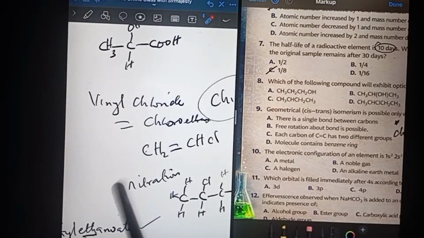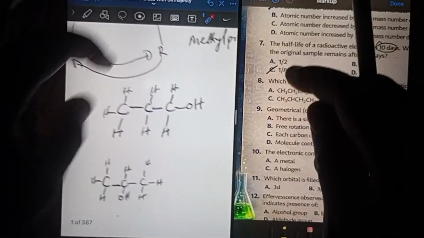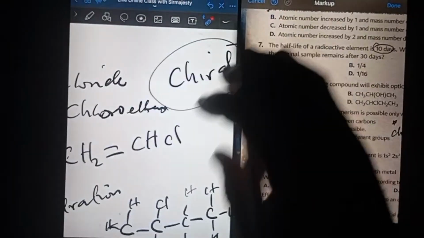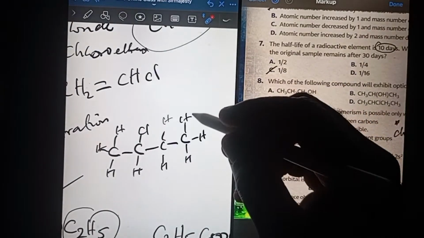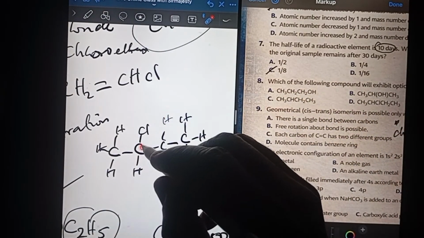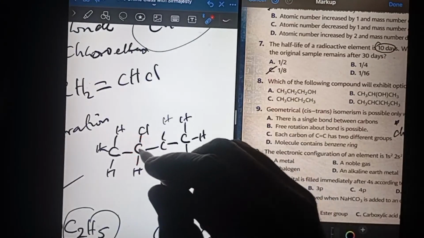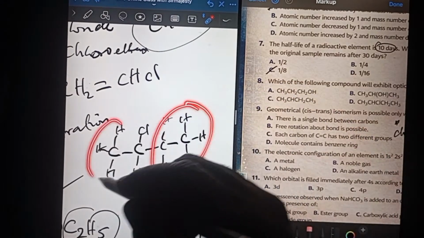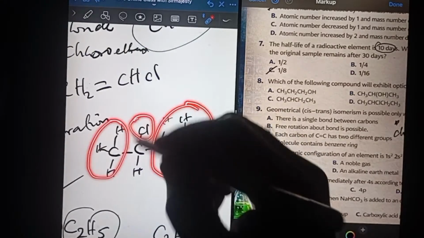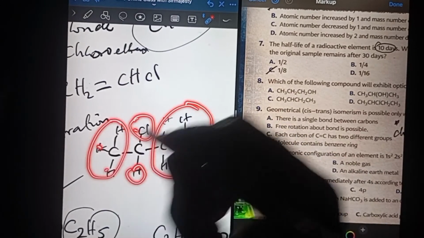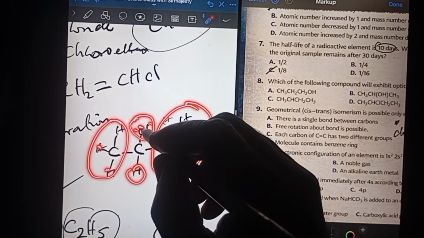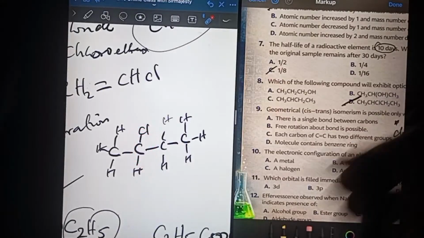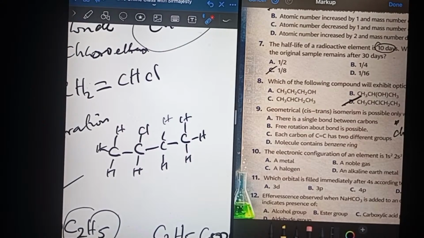Now, back to the question. Relating it to what I have here, let's consider this particular carbon. This particular carbon is a chiral carbon. Why? Because C2H5 is different from CH3. Chlorine is different from hydrogen. So there are 4 different substituent groups, and that makes it chiral. Therefore, the answer to this question is D. That's the only one that can exhibit optical isomerism.